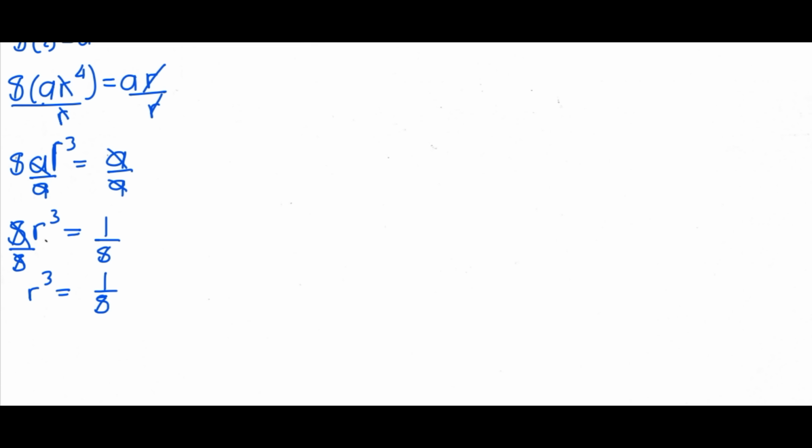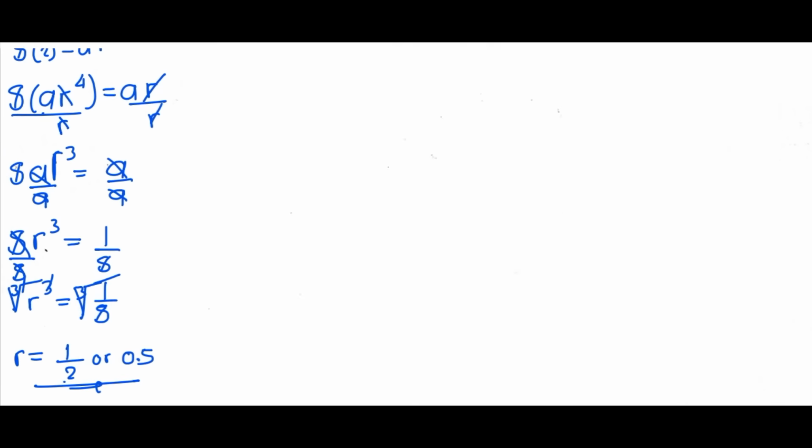Since we are not solving for R cubed, we are solving for common ratio, which is a single R, we are going to introduce the cube root here, also the cube root here. So that if you cancel, we have R is equal to, what is the cube root of 1 is just 1. What is the cube root of 8 is 2. So our common ratio is 1 over 2, or in decimal point this will be 0.5. So we have our common ratio.